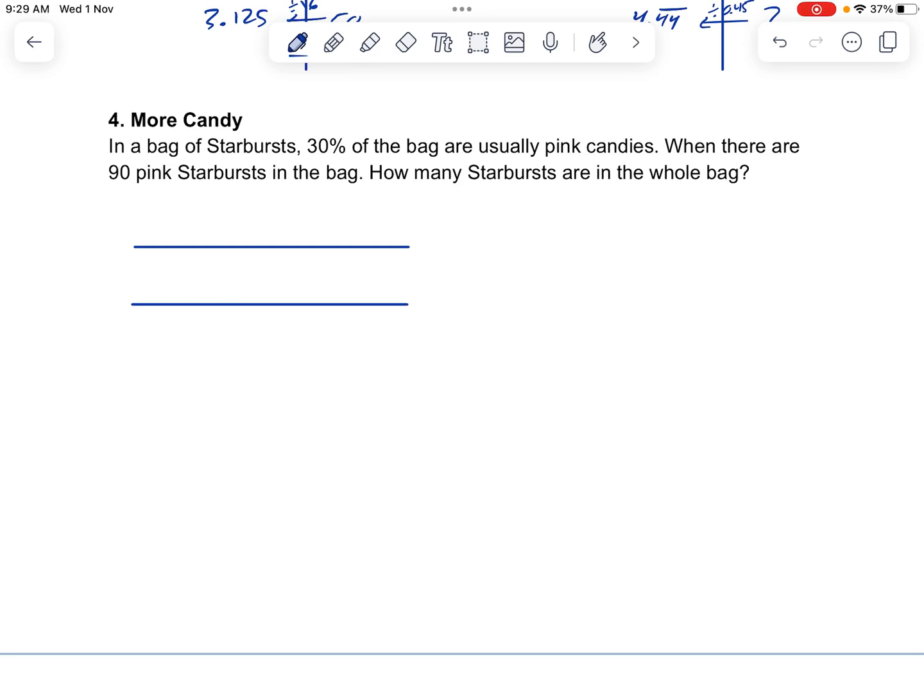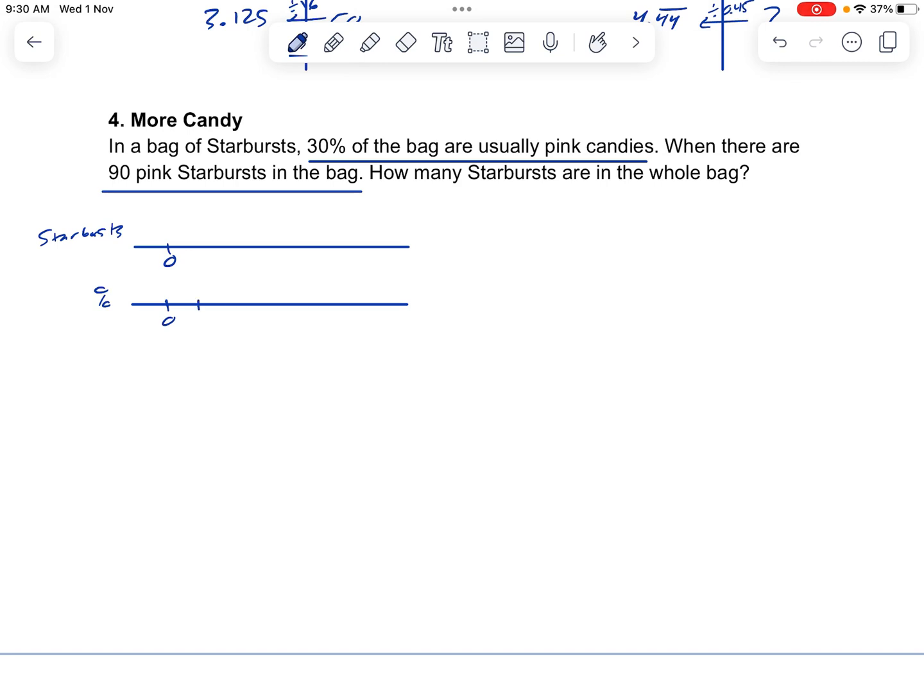So I'm comparing the Starbursts, and I've got the percentages down on the second line. So 0% is 0 Starbursts, and then up here it says 30% are usually pink candies. When there are 90 pink Starbursts in the bag, that means I've got a bag with 90 pink Starbursts, and that would be 30% of the total.